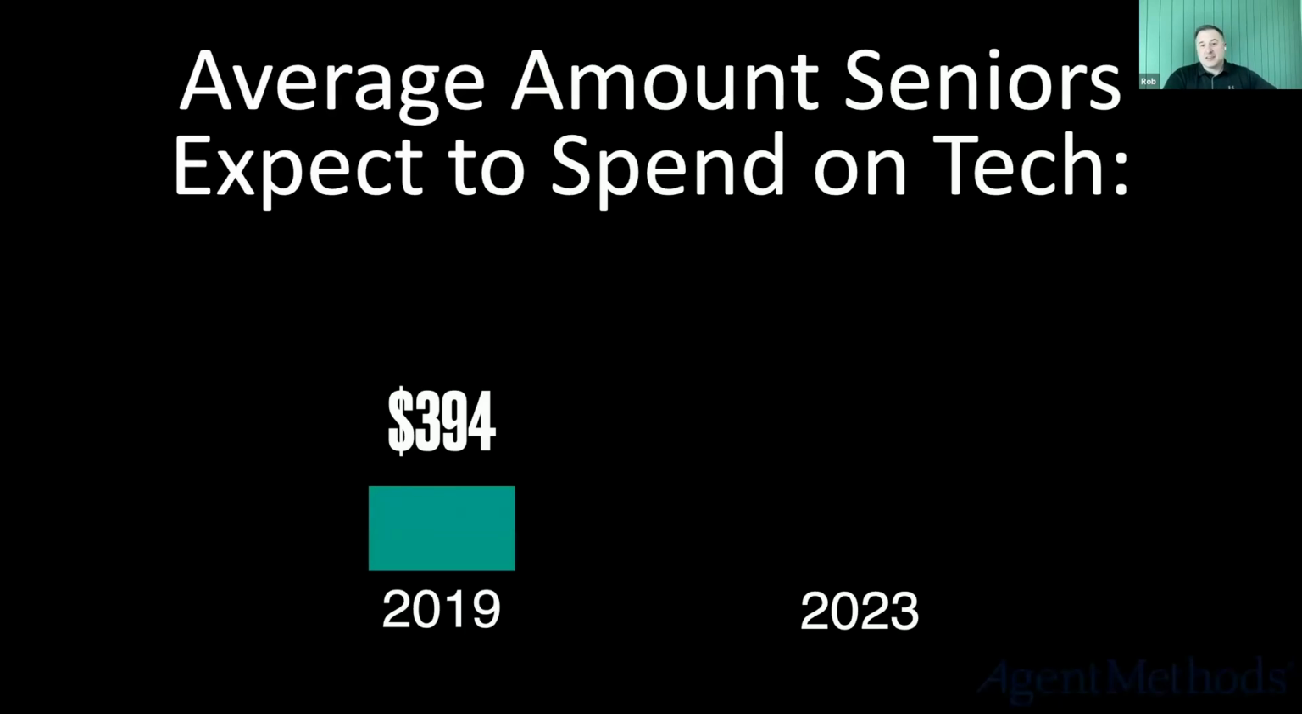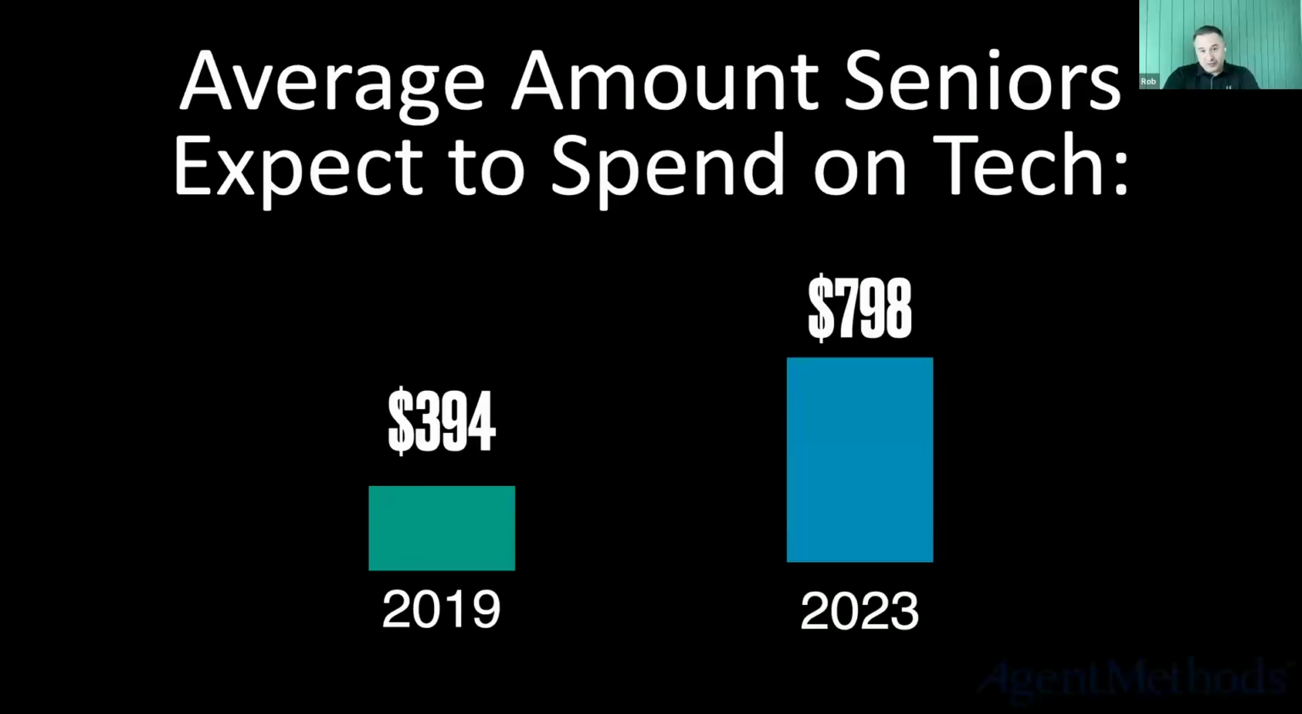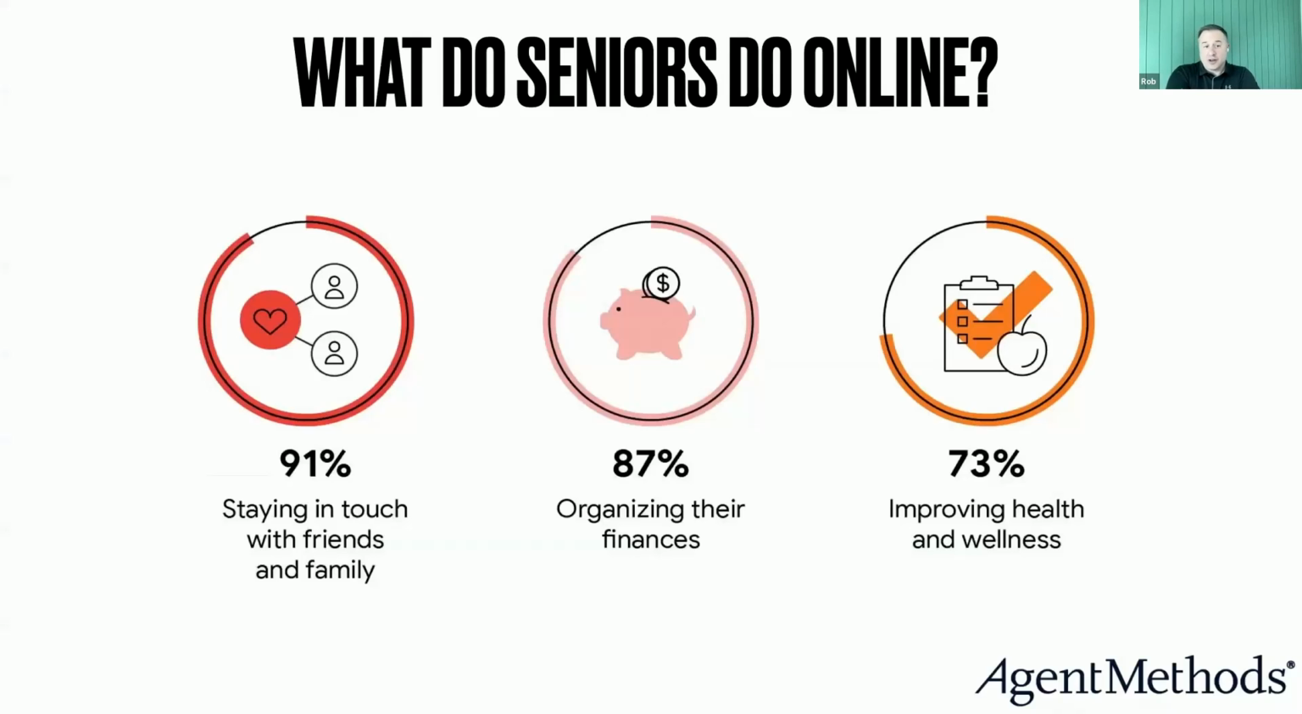Also, when you think about seniors, the average amount they spent on tech in 2019 was $394, and in 2023 it's more than doubled, which makes sense. Seniors are more likely to buy a new laptop, a new iPad, or even a new smartphone. They're willing to adopt any new technology if it makes their life easier and keeps them connected with the outside world.